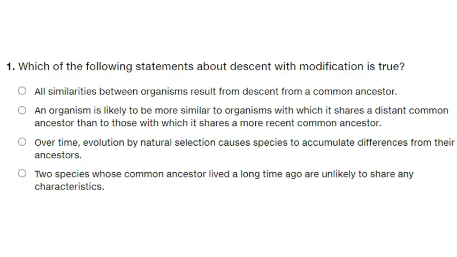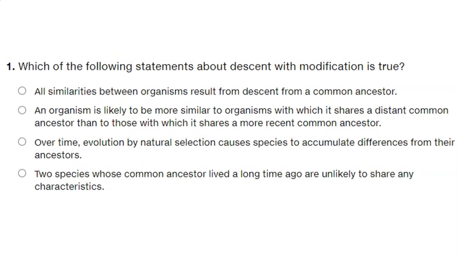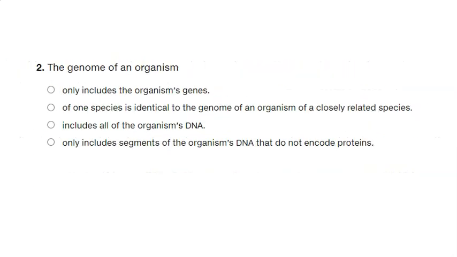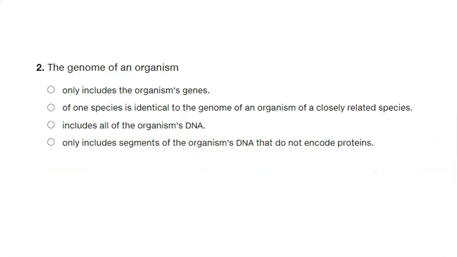And here are some other questions that you can review. Oh, my bad. So right here, sorry, I'm kind of skipping around all over the place, but go ahead and pause it and answer it. And so the answer is C. Over time, evolution by natural selection causes species to accumulate differences from their ancestors. The genome of an organism only includes the organism? Well, that's not true. No, never identical. Includes all, yep, C.